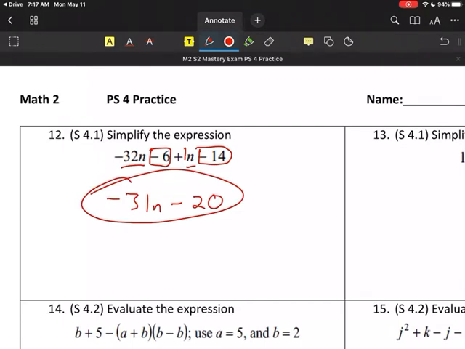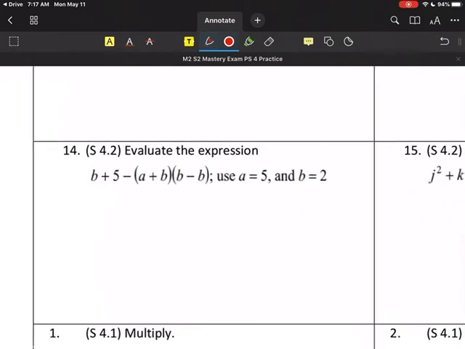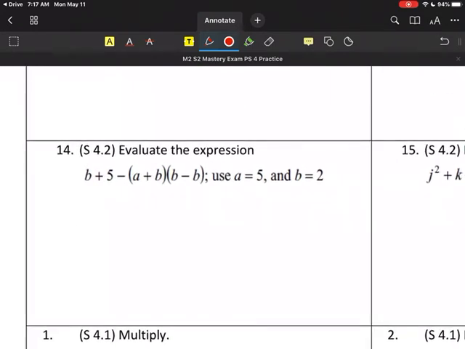There's no equal sign here, okay? So you don't have to solve for n. It's just combining like terms, okay? You do the same thing for 13. Okay, 14 is plug it in and then solve, okay?